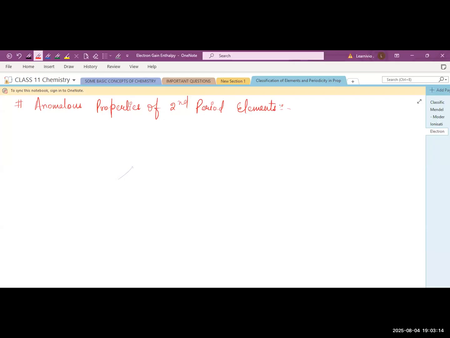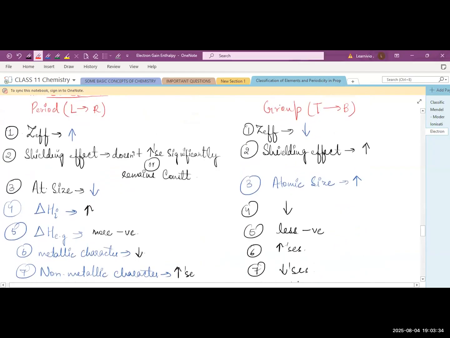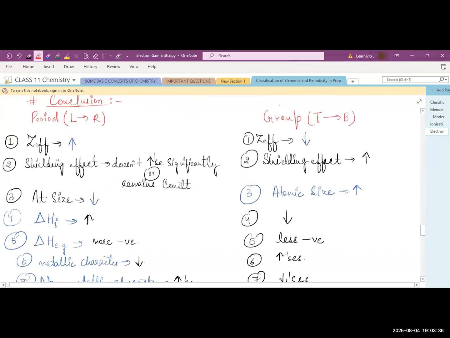So it shows anomalous properties, different properties. It will not show the regular trend, because we will talk about size. Size, what happens? The size increases, right? Size increases and any other properties. So the general trend that we have discussed, right? Z effective increases in a period. So basically, we will talk about the group in this, right? So in a group, what happens? Z effective decreases, shielding effect increases, atomic size increases, and so on.